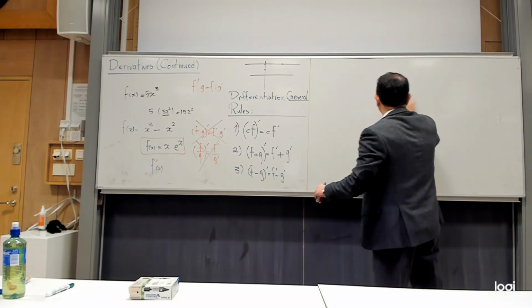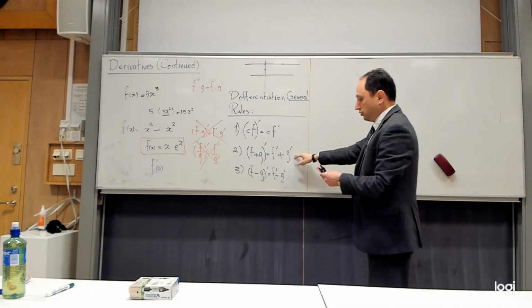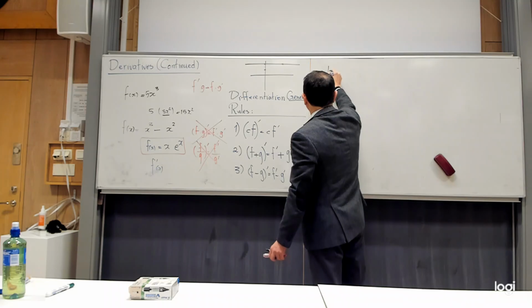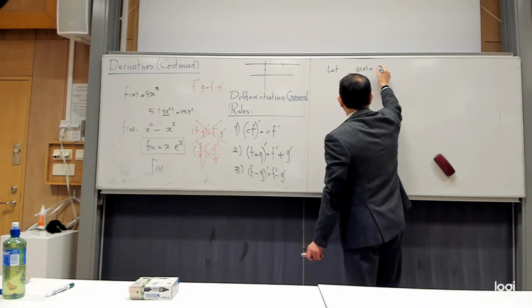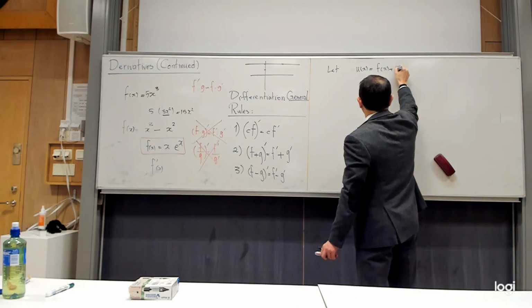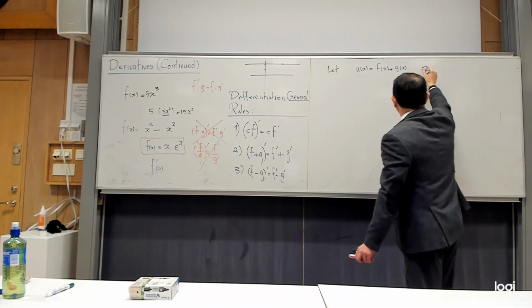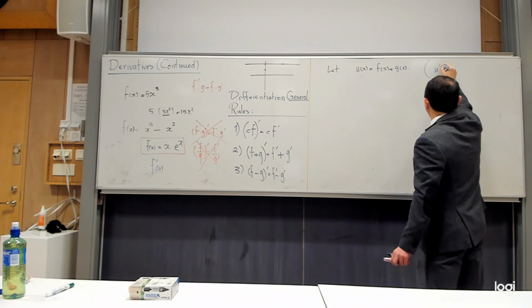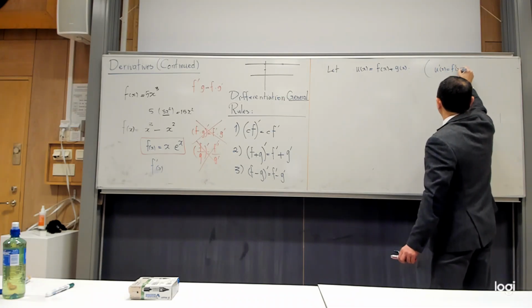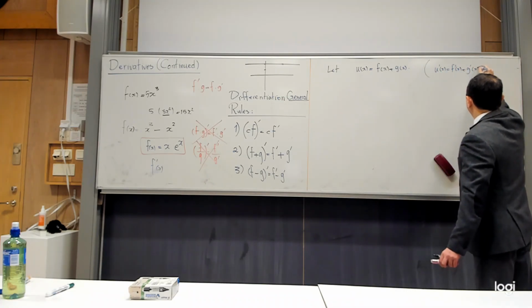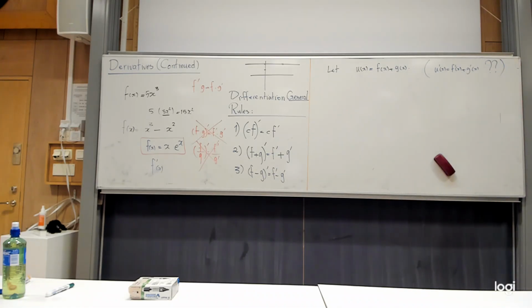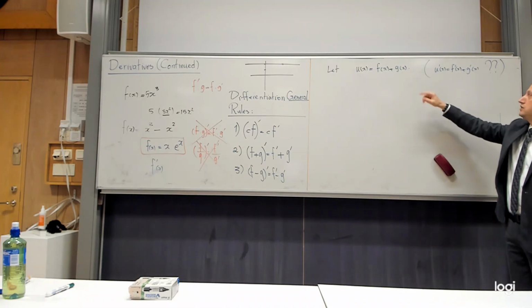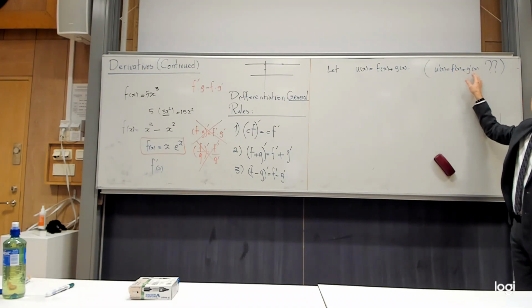So if I want to prove this formula, what do I do? I would say let me call it u of x equals f of x plus g of x. My goal is to show that u prime of x is equal to f prime of x plus g prime of x. This is my question mark. So I want to show that if I have the sum of two functions and I want to differentiate, I don't need to be worried. I just differentiate them separately.